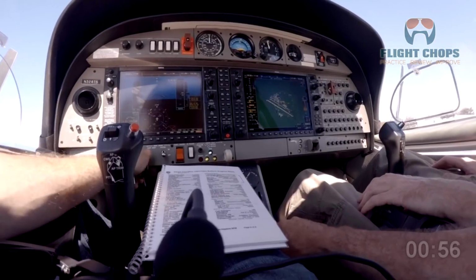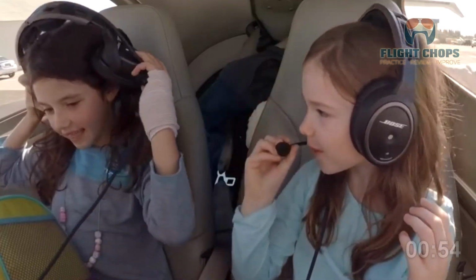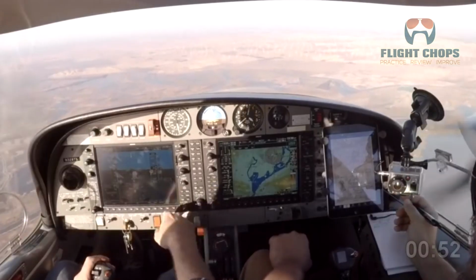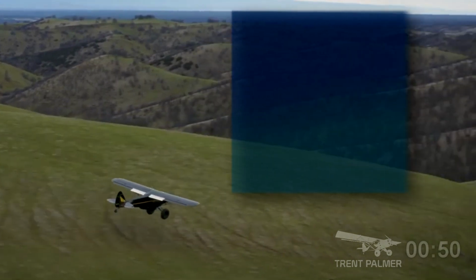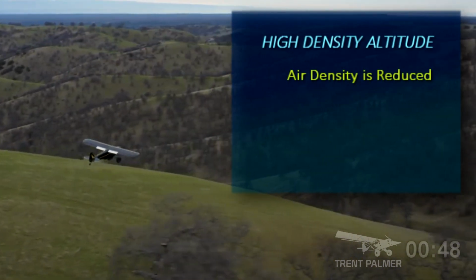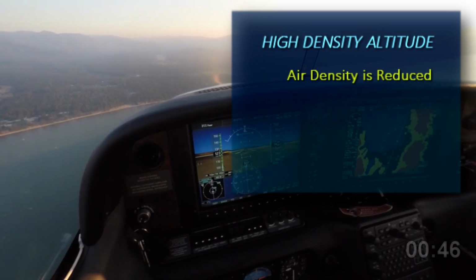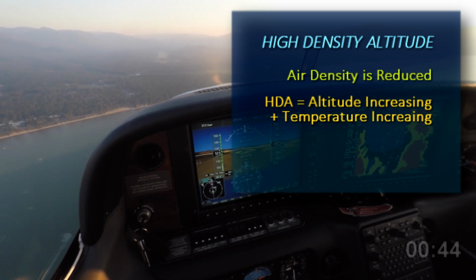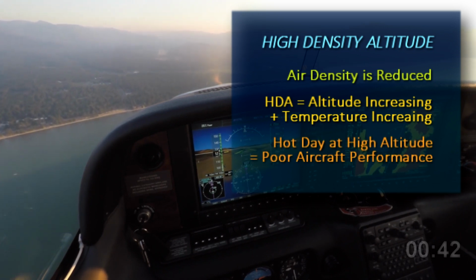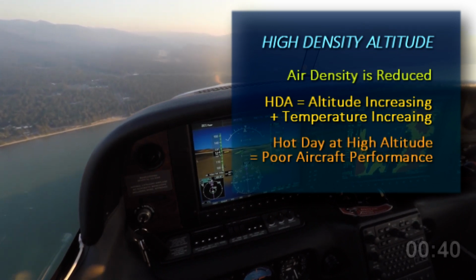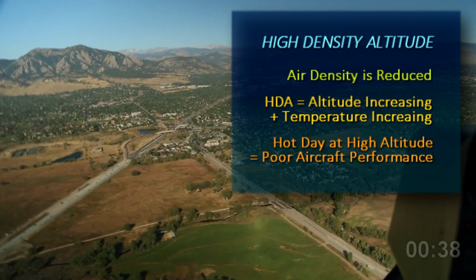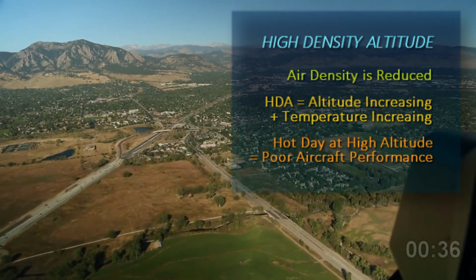Failure to take density altitude into consideration can put you and your passengers into a situation the airplane can't handle. High density altitude means air density is reduced. It's a combination of the lower pressure of a higher altitude and higher than standard temperature. Example is a hot day at a high altitude. High density altitude has an adverse effect on aircraft performance.